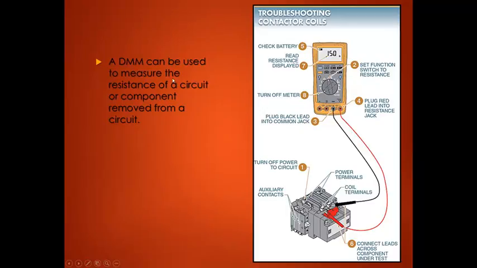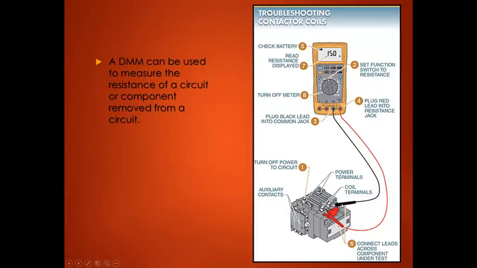A digital multimeter can be used to measure the resistance of a circuit or component removed from a circuit. So troubleshooting a contactor coil is a good application for measuring resistance in a circuit. So here we have what appears to be a NEMA style motor starter. This motor starter, what we're doing with the multimeter here is measuring the coil resistance.